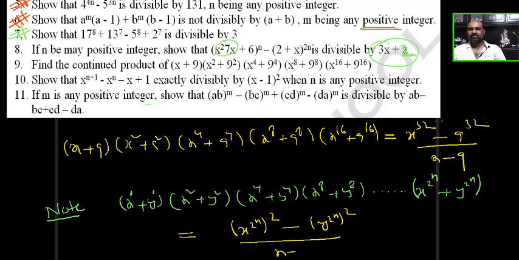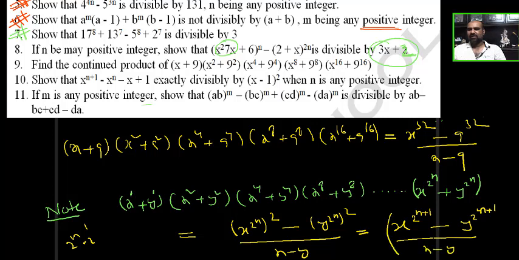So my answer is nothing but x power 2 power n whole square minus y power 2 power n whole square by x minus y. This is the same as x power (2 power n into 2) minus y power (2 power n into 2). 2 power n into 2 means what? Basic power should be added, no? So 2 power n plus 1. Minus y power 2 power n plus 1 by x minus y. This is the continued product of this. This important note.